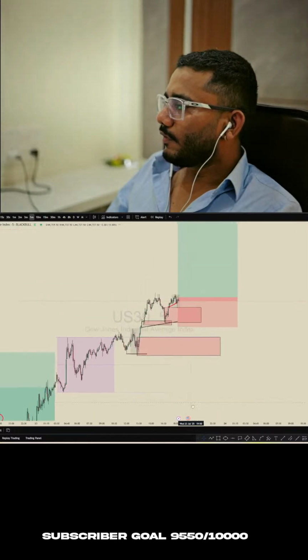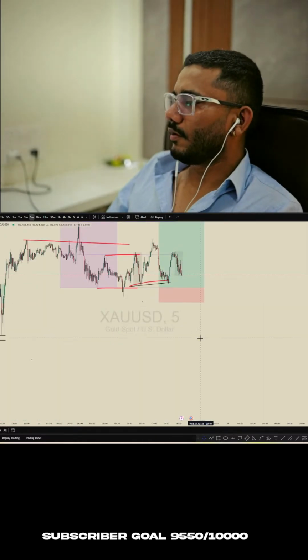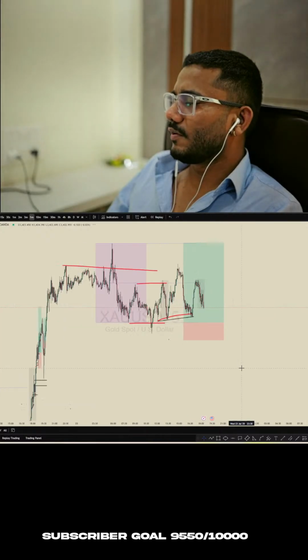So right now we have this setup forming on US 30 and gold, where these are the only two where we can look for buy side.